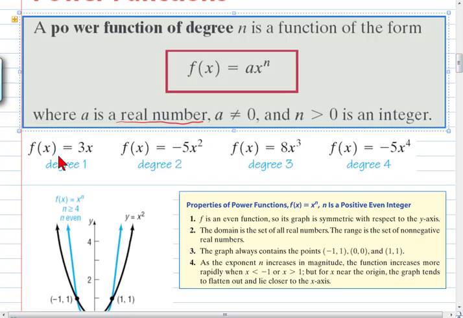For example, here's a power function of degree 1. The constant is 3. Here's a power function of degree 2. The constant is -5, so forth and so on.